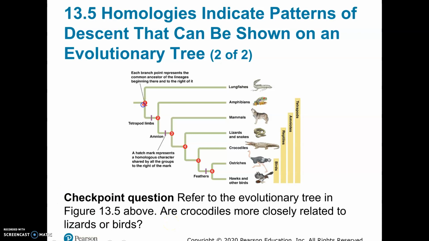In other words, at point 1, lungfish and everybody else shared a common ancestor. But there was a branch here, and everybody past point 1 has tetrapod limbs, meaning they have legs. So in other words, at some point, legs came about. The lungfish doesn't have legs, so he branches prior to that trait appearing. After that point, we see amphibians and mammals branch off.